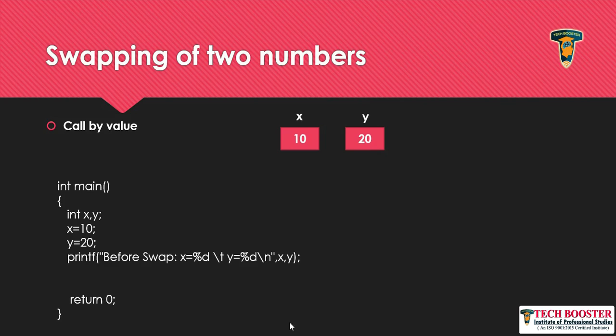Now if you use this particular line, printf before swap x equals to and y equals to, this will give your output: before swap x equals to 10, y equals to 20. That is the value of x and y before using your swap function. Now we will use our swap function using call by value. Here I have used this swap function by calling values x comma y. Now I'll show you how to create this particular function swap.